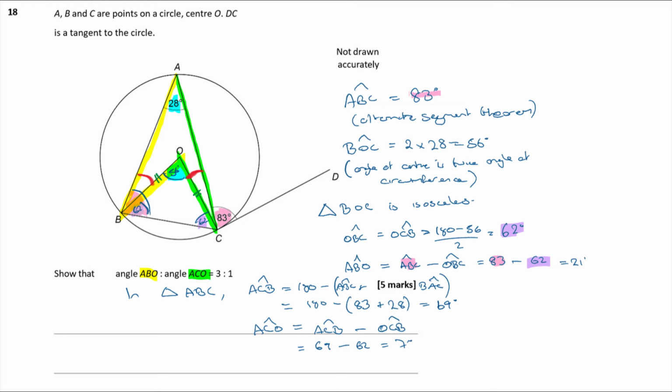Okay, so I now have angle ABO, it's over here, look, it's 21, and I've got angle ACO, that's 7. So now I can say that the ratio of angle ABO to ACO of those angles is going to be 21 to 7, which cancels down to 3 to 1. I got the 21 from earlier, and I've just worked out the 7. So I've shown it, haven't I?